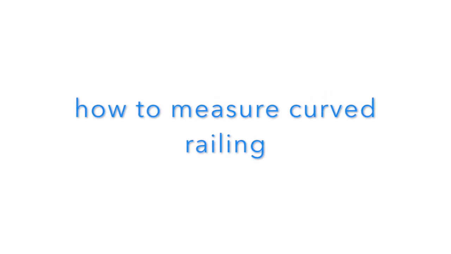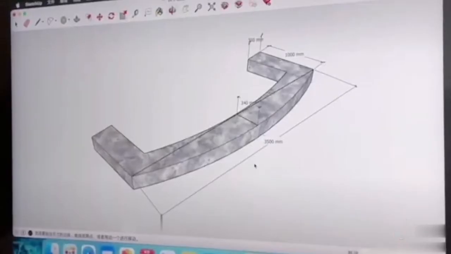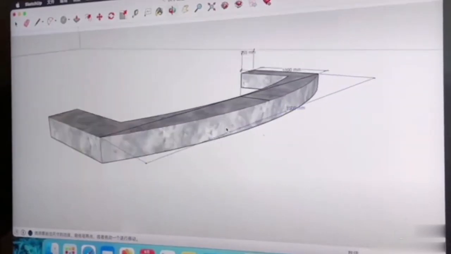There are a few types of curved railing in our life. Today, we are going to introduce the method of measuring the curved balcony railing in the video. Please look at the 3D balcony railing in the video.